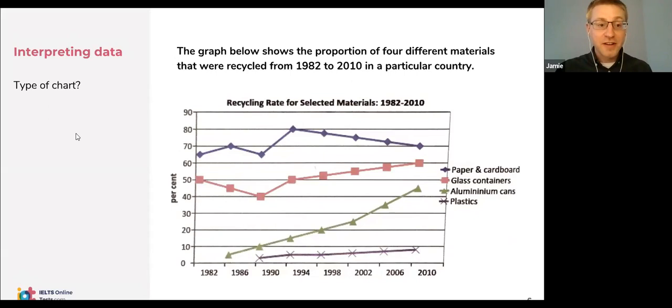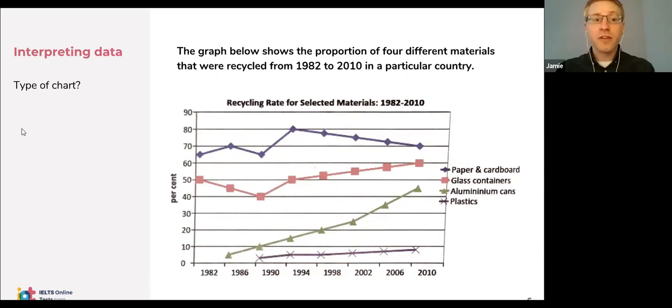Thank you, Rania. A line graph it is. Exactly. And line graphs are typically what type of chart? Do they show a change over time, or do they take a snapshot of information at a specific point in time? Exactly, Jihan. They show a change over time. We call this type of chart a dynamic chart when you're looking at changes.